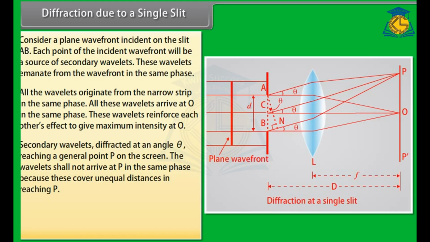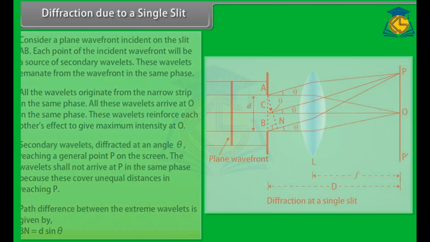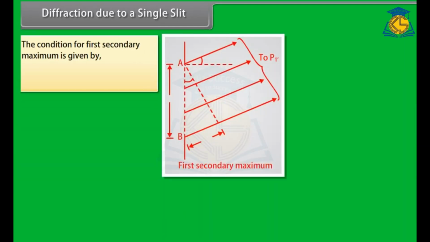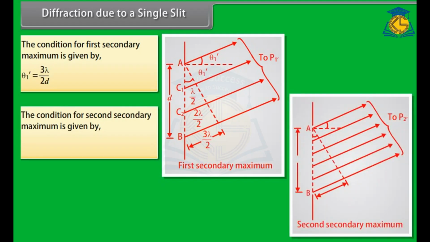Secondary wavelets diffracted at angle theta reach a general point P on the screen. The wavelets shall not arrive at P in the same phase because these cover unequal distances in reaching P. Path difference between the extreme wavelets is given by BN equal to d sin theta. The condition for first secondary maximum is given at an angle theta equal to 3 lambda upon 2d. The condition for second secondary maximum is given at an angle theta equal to 5 lambda upon 2d.